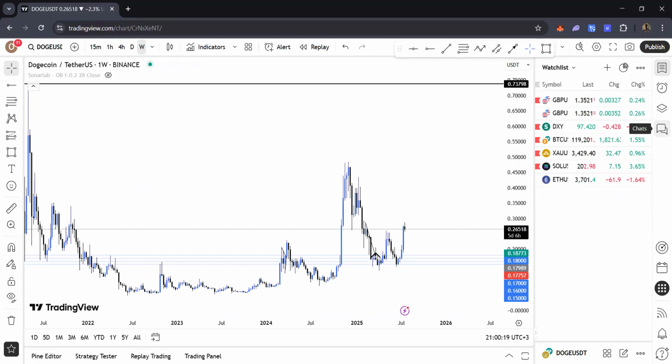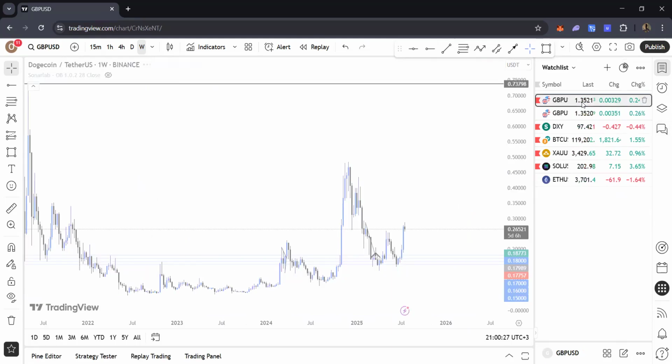So I don't know if there are questions about the setups, either GBP or something. I haven't looked at the charts, so I've told you guys the reason why.